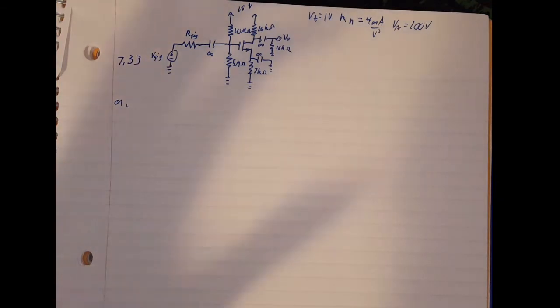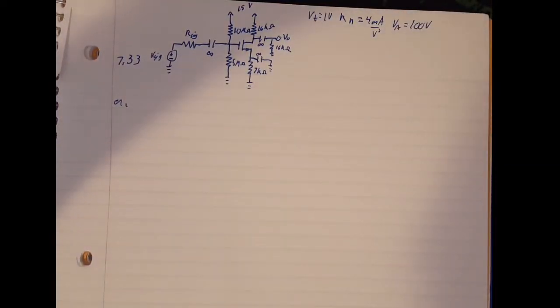Alright, today we're going over problem 7.33 from your homework. 7.33 is a two-step problem. First, you need to calculate the DC biases, and then you need to calculate the small signal analysis.